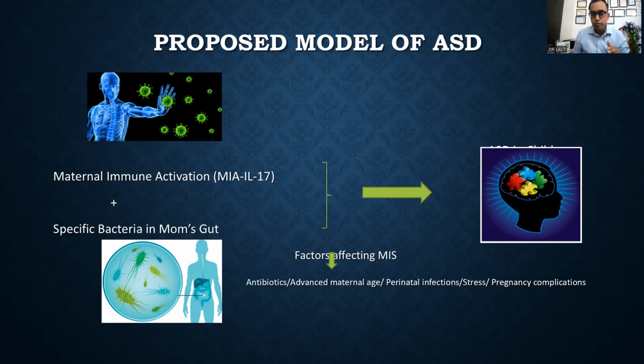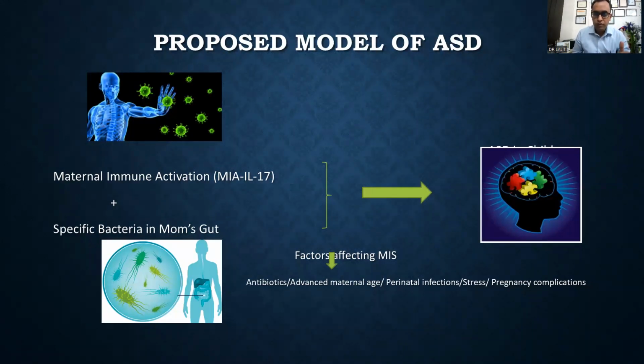Among this activation of the maternal immune system, there are different interleukins: interleukin 1, 6, 7. But the latest study, which has been done by Harvard University, found that interleukin 17 is one of the most important cytokines, or interleukins, found to be raised in mothers with all these presenting features and aggravating factors causing maternal immune activation.